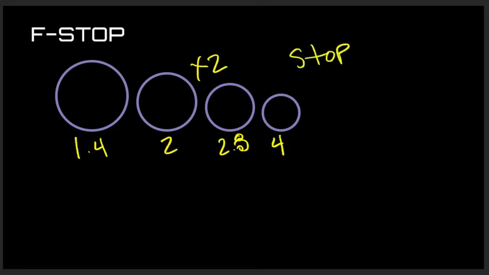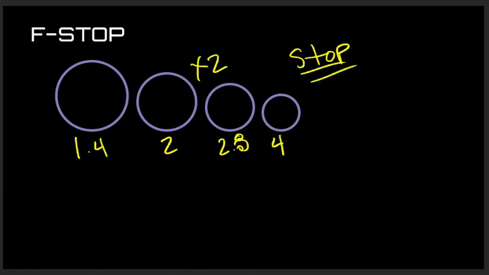Now, the reason that's kind of important, and again, let's put these numbers back. We said that this is 1.4, 2, 2.8, and 4. So when you go from, say, 2.8 to 2, when you go from this one to this one, what you're doing is you're doubling the light. If you go down, you're halving the light. So it's twice the amount of light. This measurement, to double the light, we often call that a stop of light.